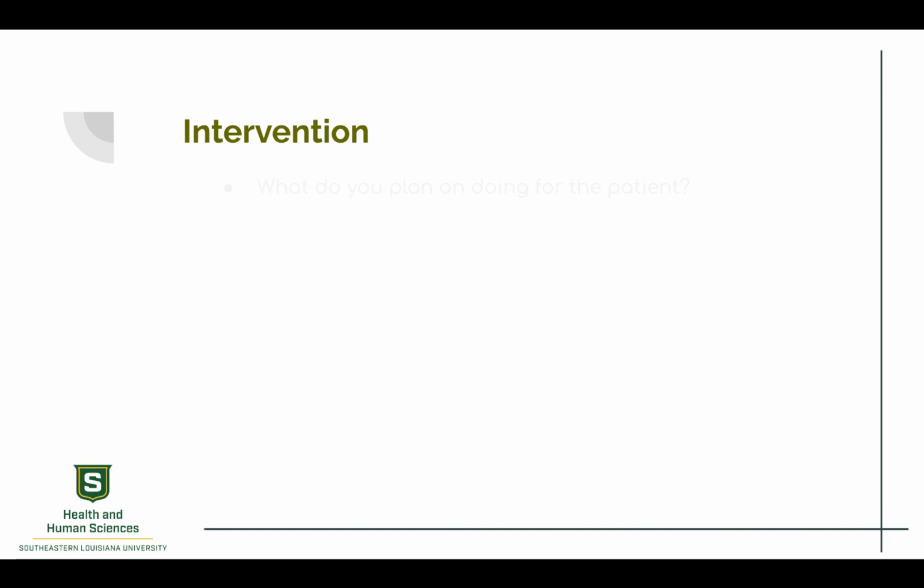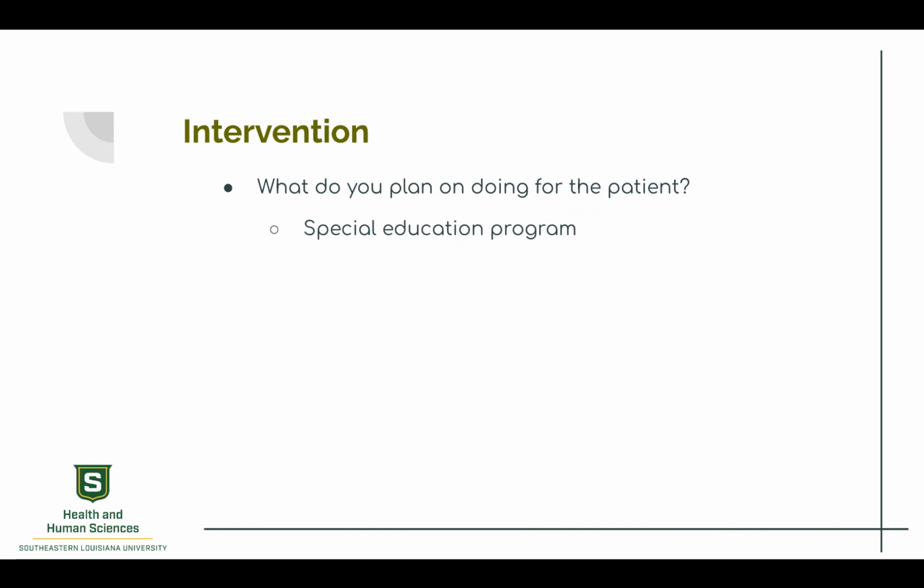So for intervention, what do you plan on doing for the patient? An example could be a special education program, for instance, in the case of the African American children with disabilities, or you could be doing something outside. Many people, when they hear intervention, think of community programs and maybe diabetes management interventions or those sorts of things. In the context of PICO, that is not what we mean by intervention. Intervention could be a program, for example, a special education program.